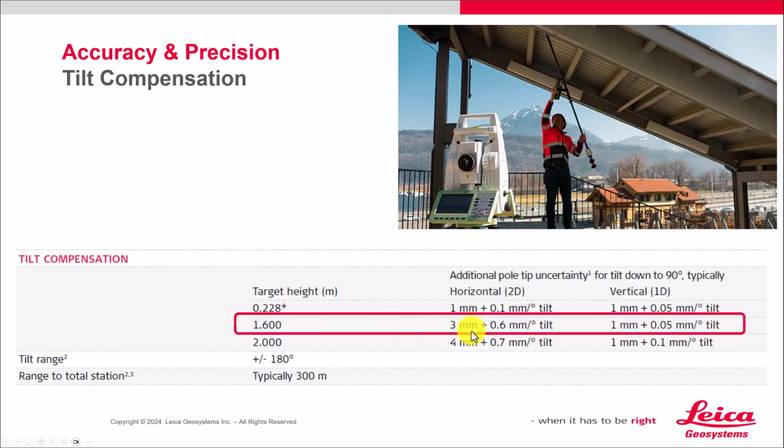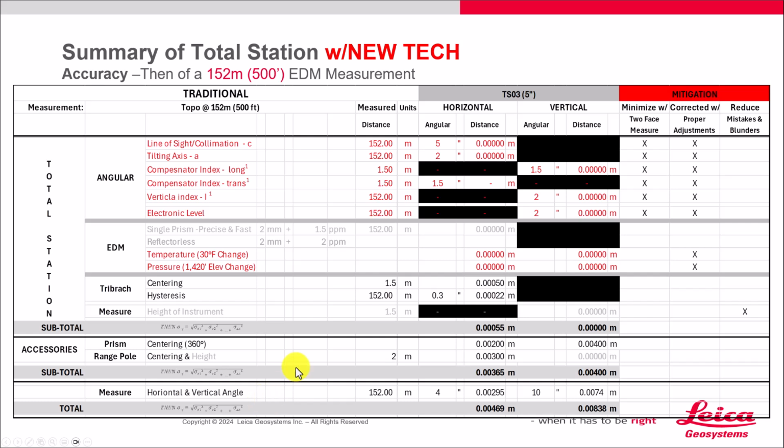So all that was to lead us to looking at the accuracy and precision of tilt compensation. At a target height of 1.6 meters, it's 3 millimeters plus 0.6 millimeters per degree of tilt for horizontal, and 1 millimeter plus 0.05 millimeters per degree of tilt for vertical. If you went to 2 meters, things are a little worse, so we recommend that you go lower to 1.6 meters.